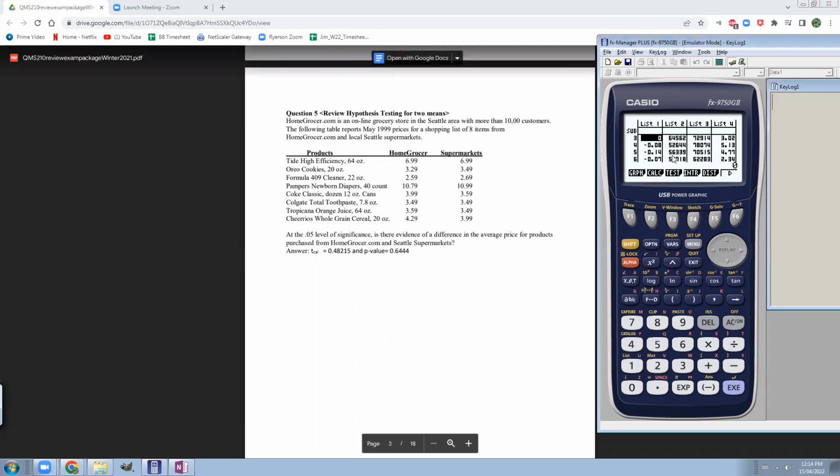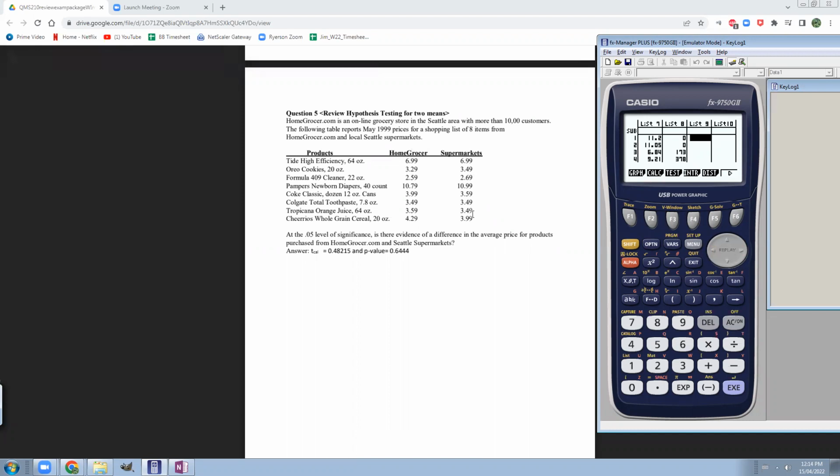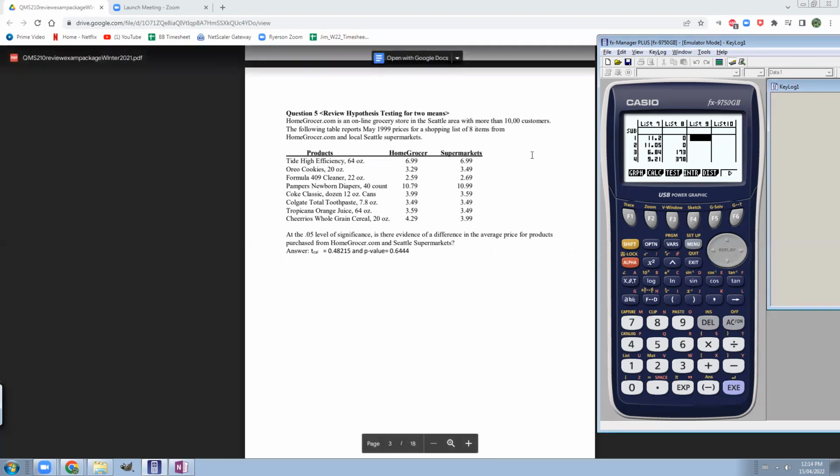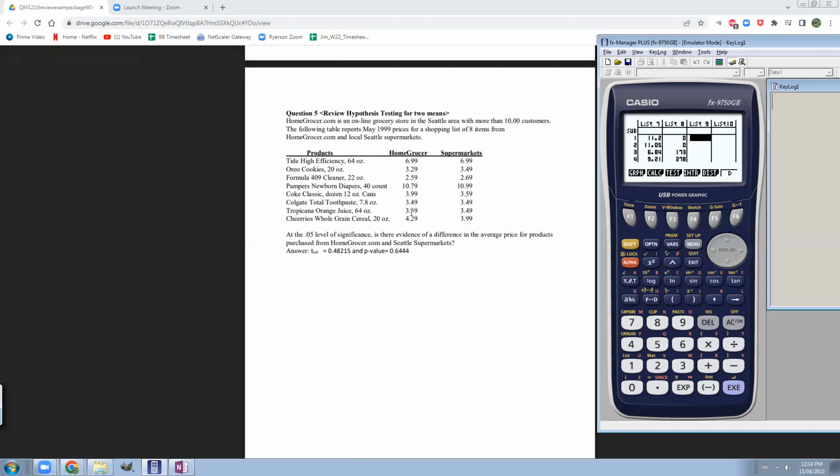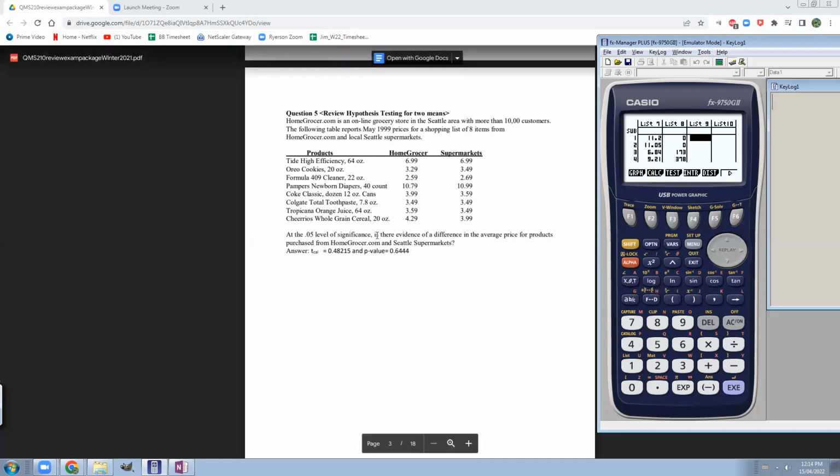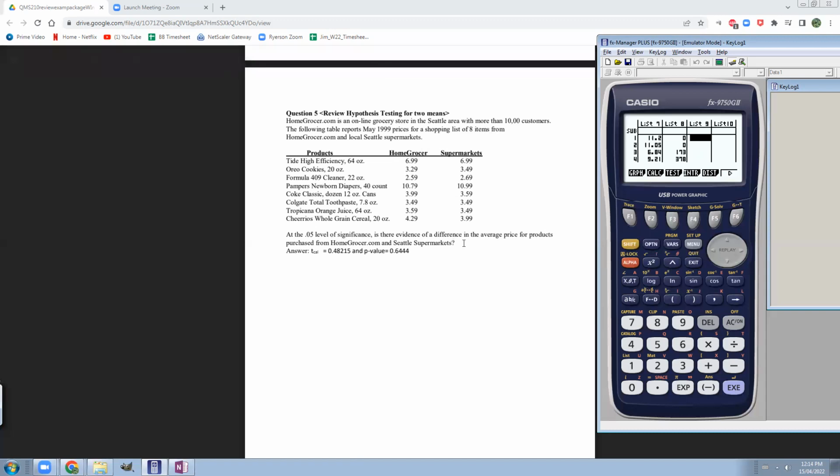I'm sorry, I have not entered them into these lists yet. We're going to have to enter this into a list, but we don't enter them separately. This is why I didn't enter them yet, because we have to do something to them in order to enter them. So at the 0.05 level of significance, is there evidence of a difference in the average price for products purchased from HomeGrocer.com and Seattle supermarkets?